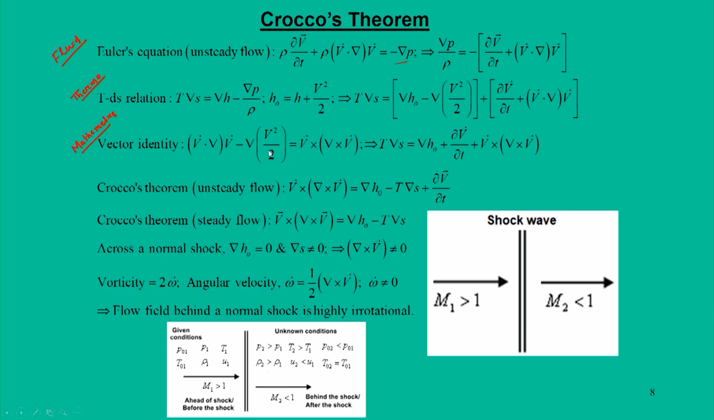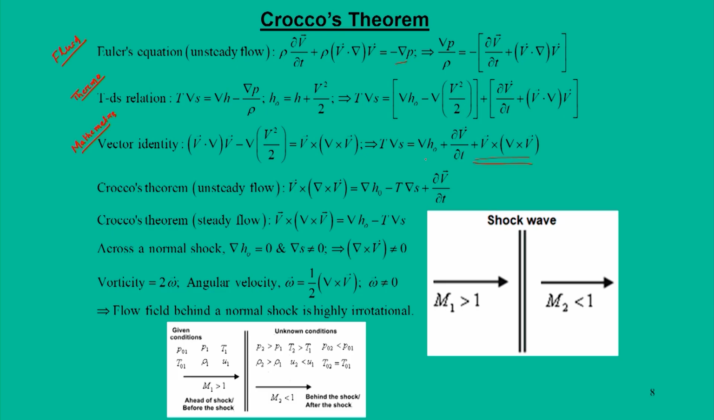So, this is what is the vector identity. We try to introduce T into the gradient of S, where S stands for entropy in terms of total enthalpy, dV vector by dt, and here we introduce this vector identity term. Now, Crocco's theorem can be derived.